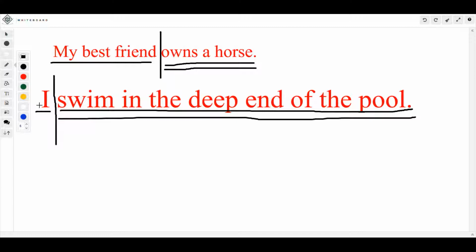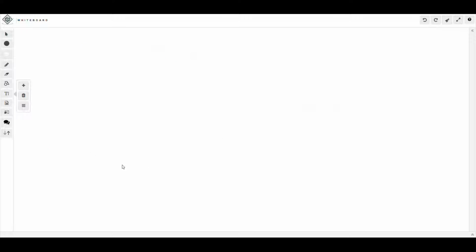All right. Now, the simple predicate would be just swim. That's our simple predicate. And our simple subject would be this. So, I swim would be your simple subject and your simple predicate. Okay? All right. Let us do another sentence here. Actually, you know what we're going to do? We're going to take all this off. And we're going to do this because I've got several things up here to write. All right. Here's our next sentence. There's two of them.